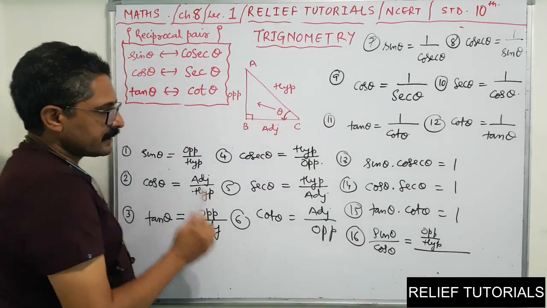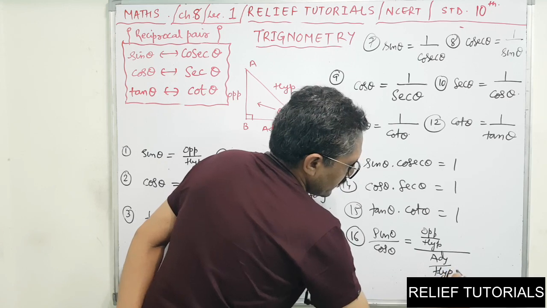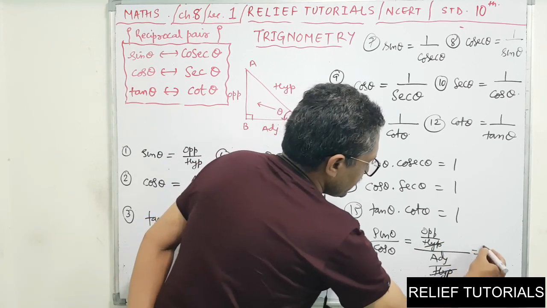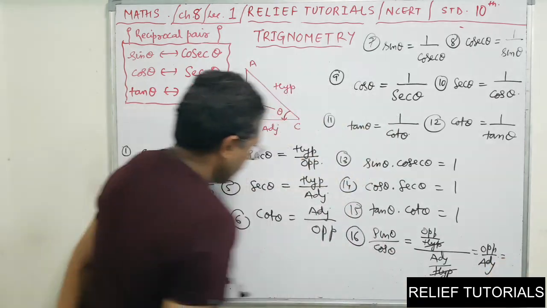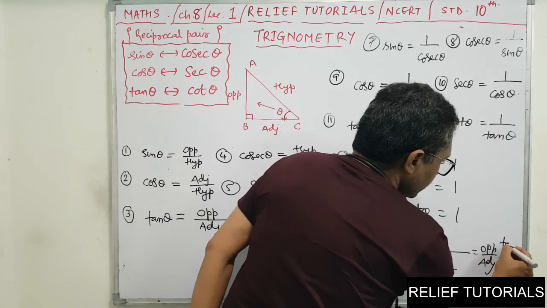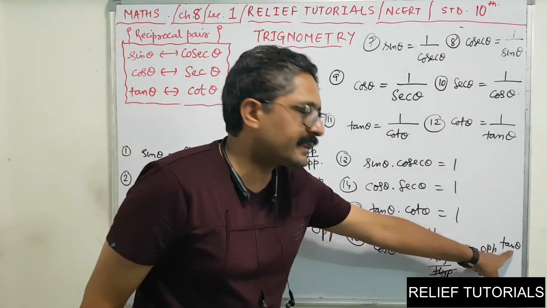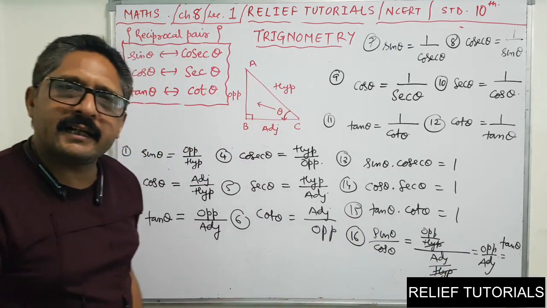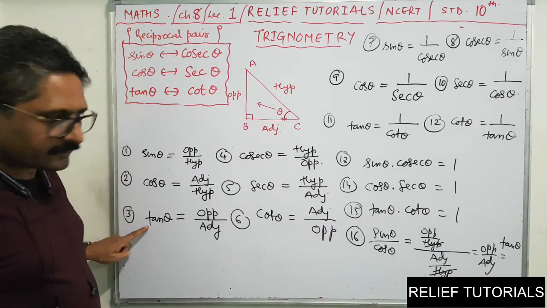Cos is adjacent upon hypotenuse. This will get cancelled. So what you will get? Opposite upon adjacent. And opposite upon adjacent is tan theta. So in short, ratio of sin and cos is tan. I told you in the very beginning of the lecture, a ratio of sin and cos is tan.